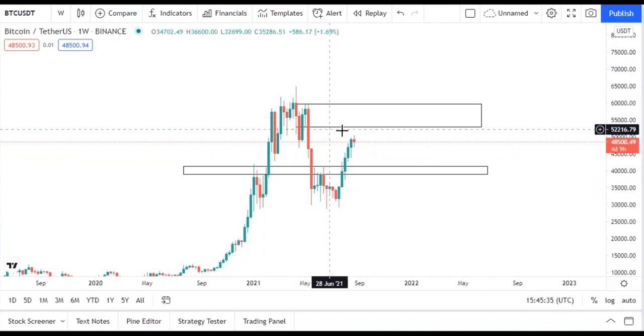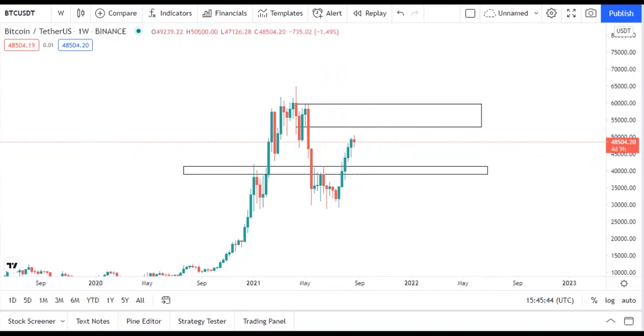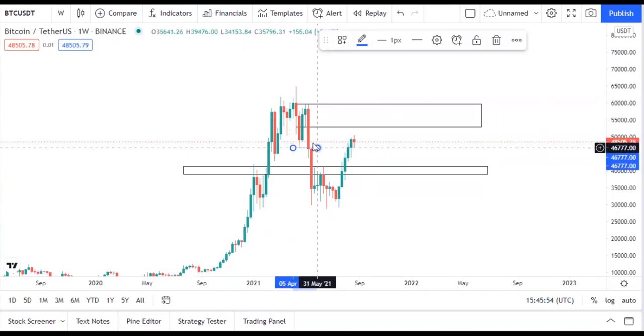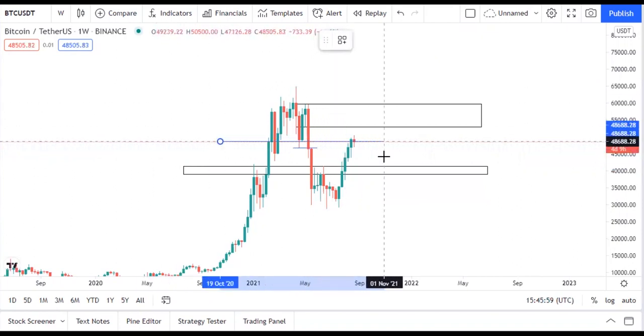This is an institutional order block, right? For an order block to be considered an institutional one, it has to break structure and it has to be impulsive. Taking a look at this order block here, it is very impulsive and it broke structure. It even cleared this order low that BTC had here. And then at this point here, it broke structure. That's what happened.